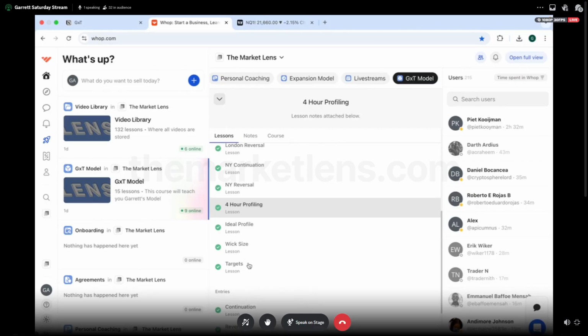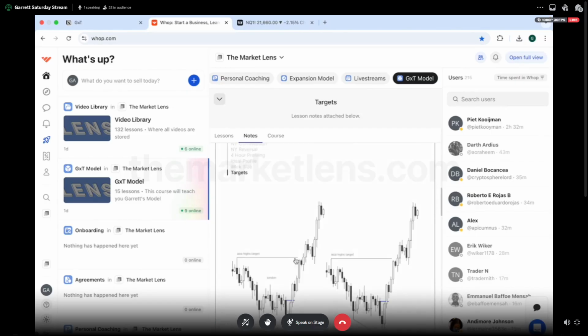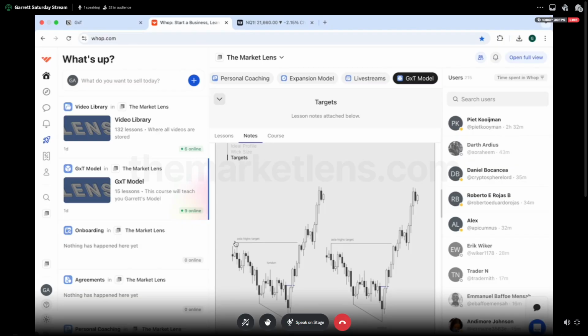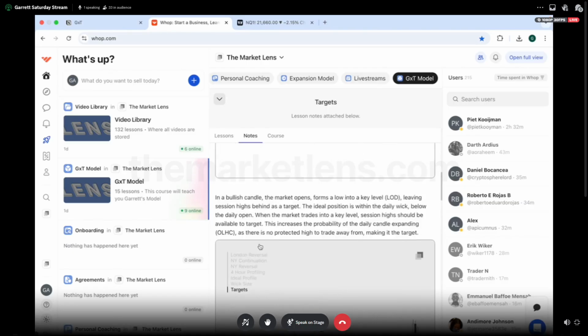It's always the same thing. It's literally this, right, where we open low. High of the day is just session highs. It's like a continuation signature, right? If this here, where is it at?